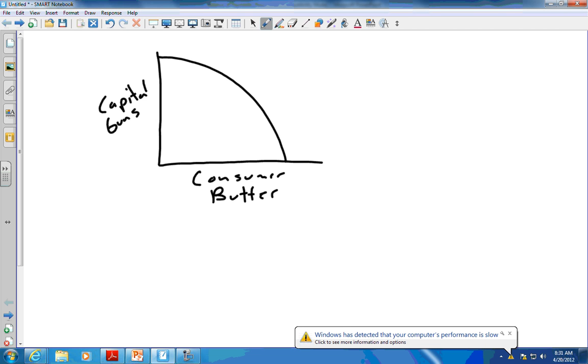You can't label it like P and Q. I don't think you would get away with doing that, because they'll assume you're labeling a supply and demand graph. Okay, so that's an increasing opportunity cost graph.